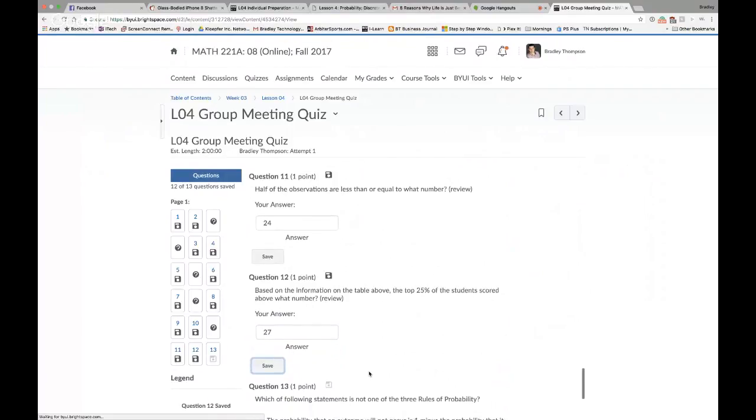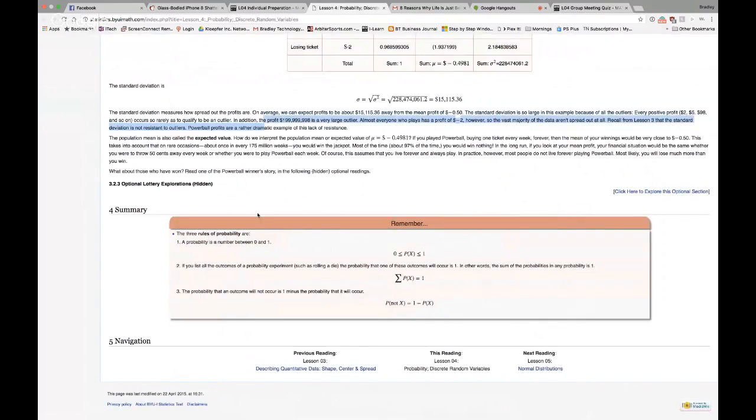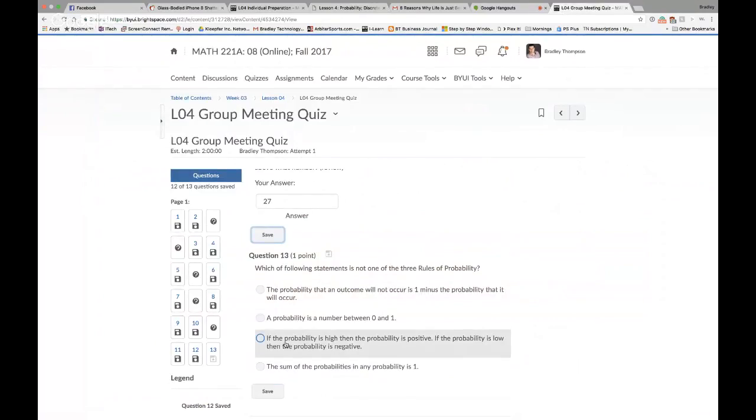Which of the following statements is not one of the 3 rules of probability? The bottom one. Yeah, it shows right here: probabilities are between 0 and 1. You list the outcomes of the probability experiments. Third one, right? Because a probability wouldn't ever be negative, would it? No. Yep, correct. All right, that's it.